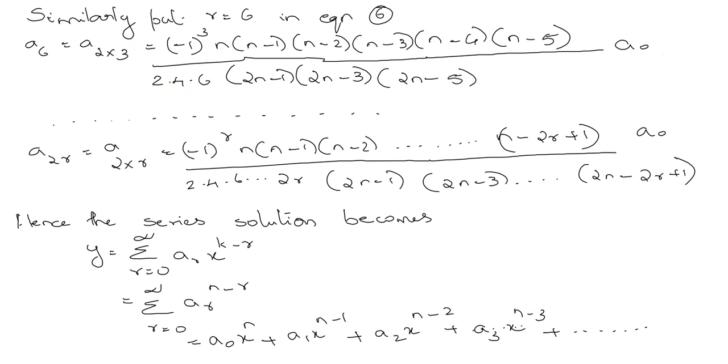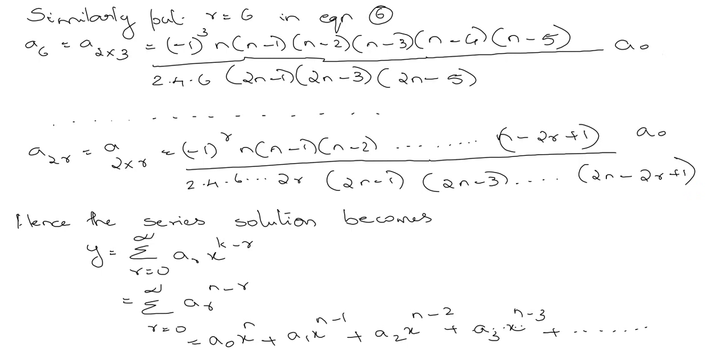So you can write the general term, which is A2R. A2R can be written as A2 into R, then it will be equal to minus 1 raised to R, N into N minus 1 etc. N minus 2R plus 1 divided by 2, 4, 6 etc. 2R. When it is 6, it is 2 into 3, 2R, that is 6. So 2 into 4 into 6 etc. 2R into 2N minus 1, 2N minus 3 etc. 2N minus 2R plus 1.